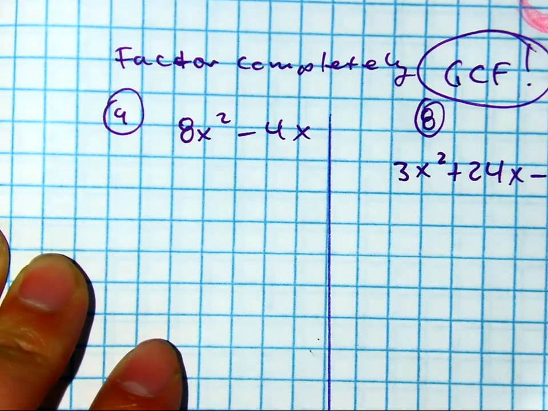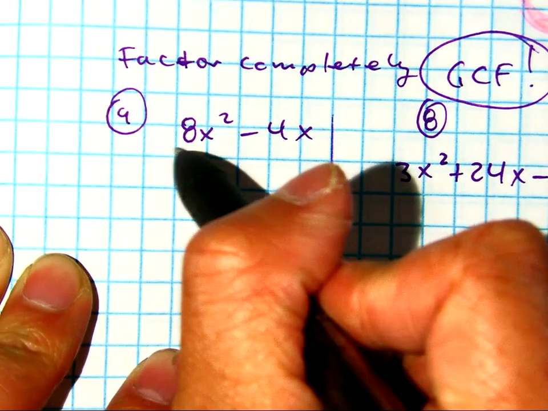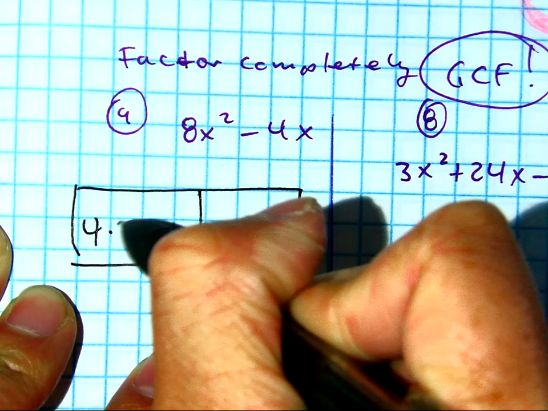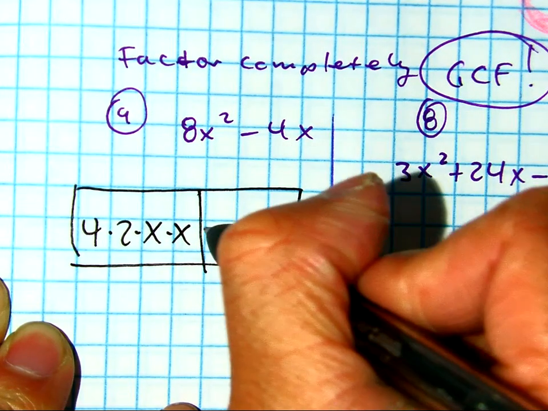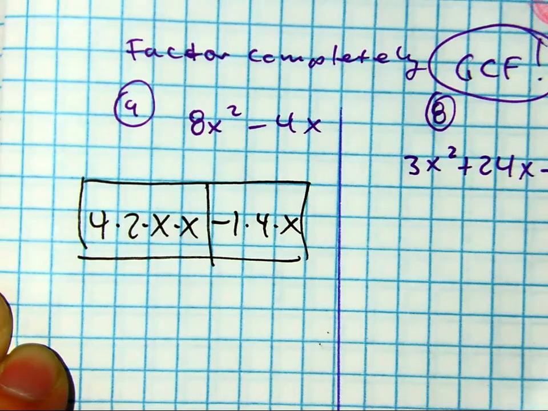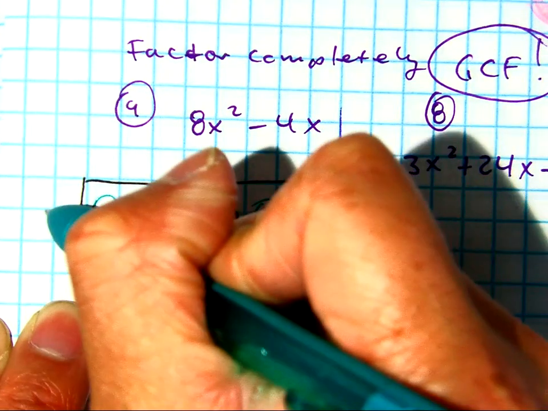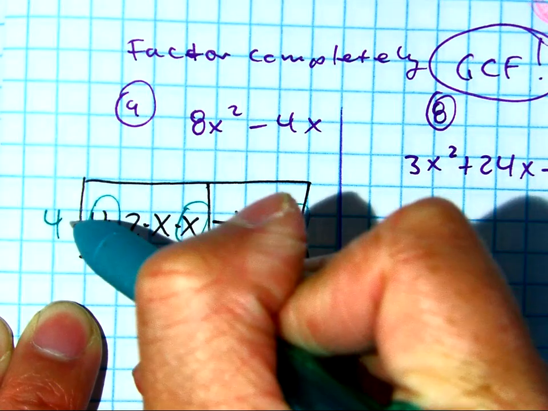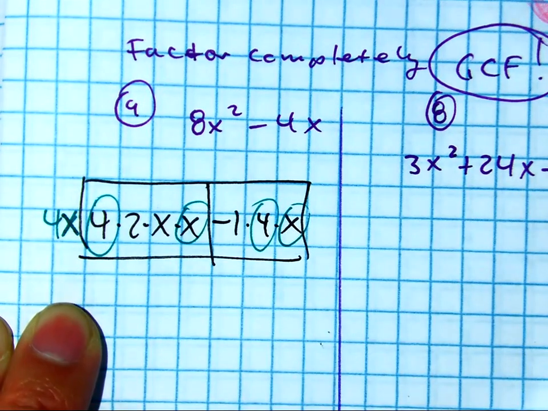Now, I normally don't do this for problems, but I just want to show you what it means to find the greatest common factor. 8x squared can be written as 4 times 2 times x times x. Negative 4x can be written as negative 1 times 4 times x. Class, what do they have in common? And what else? I'm only putting one x out here. Okay? Class, what is not circled?